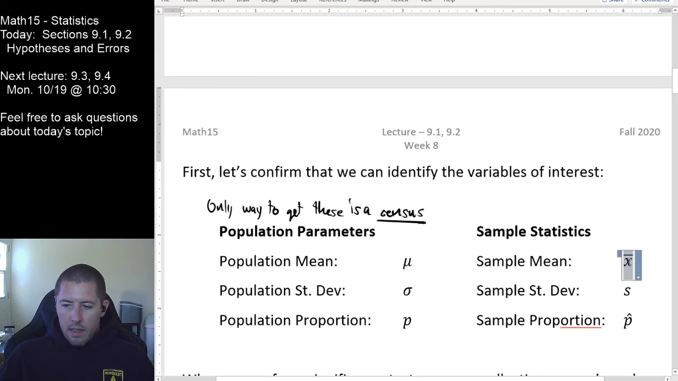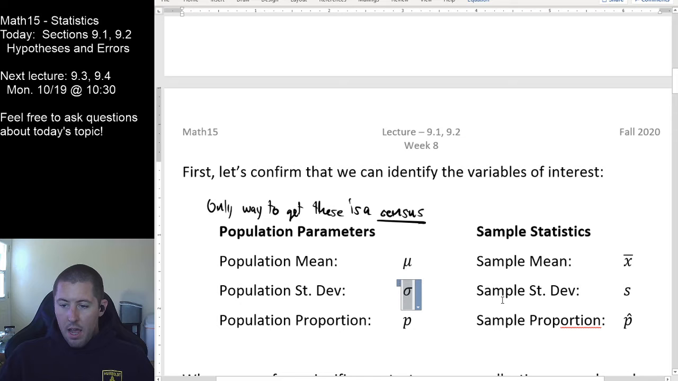So we've already seen that the bar above X is indicating that we compute an average. So X bar and mu are sort of partners. X bar is always a sample average. Mu is always the entire population's average. We're always wanting to use X bar to hopefully make statements about what we think mu is. We're going to use this lowercase s for the sample standard deviation. That's a really convenient one to remember. We have already seen that we use sigma for the entire population's standard deviation.